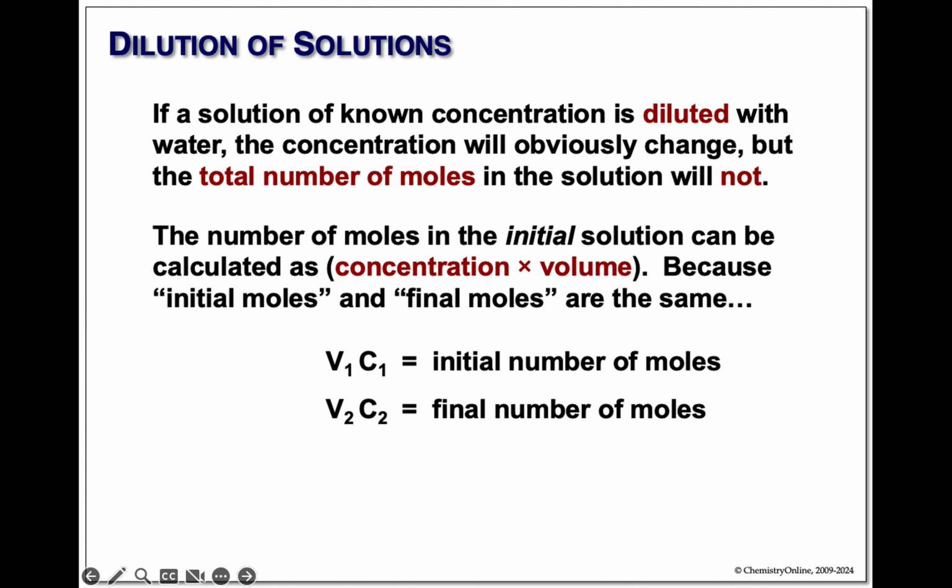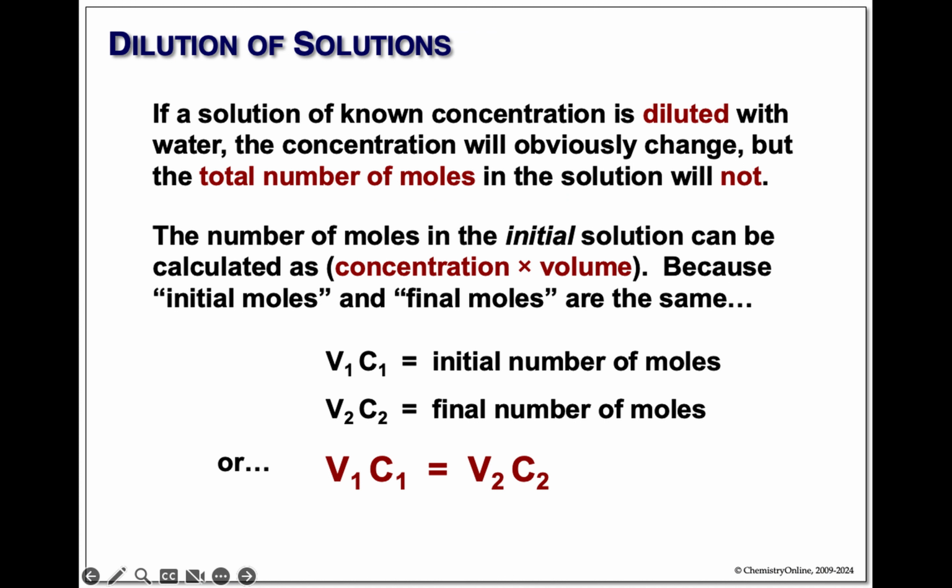V2 times C2 would give the final number of moles. But because they don't change, these two are the same. So we can take these and equate them and make the magic formula V1C1 equals V2C2. This is how you calculate a dilution. A standard dilution, not serial, but a standard.